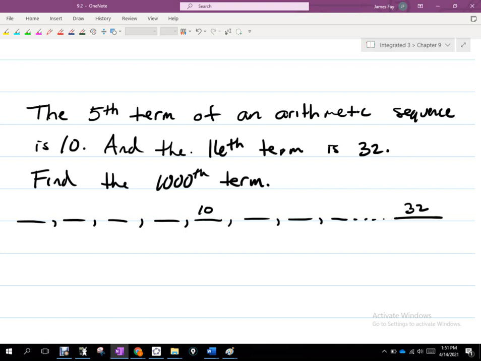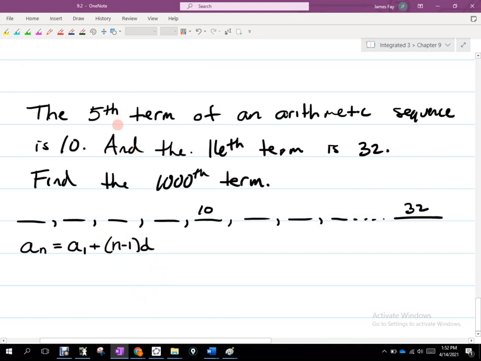If they tell you that your sequence is arithmetic, you only need 2 of the terms in their positions to tell you what any term is. Okay, so that's what we're trying to get at here. So we have a formula that says a sub n is equal to a sub 1 plus n minus 1 times d, right?